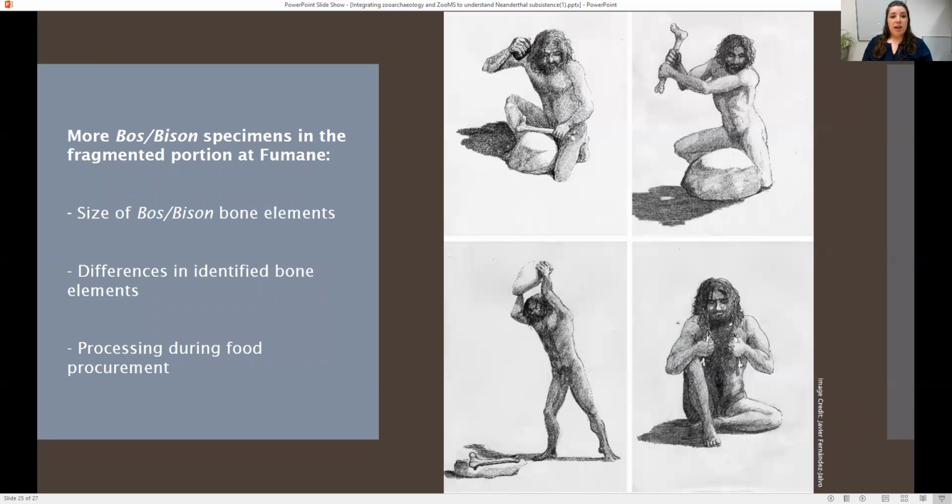While the morphologically identified component of a faunal assemblage may be dominated by a single species, this may not necessarily reflect true assemblage abundance. Without ZooMS, bison were previously considered a minor component of the Fumane fauna. But the larger size of the bone elements, and the higher frequency of long bone shafts or marrow fractures in the ZooMS component, could explain the higher incidence of this species.